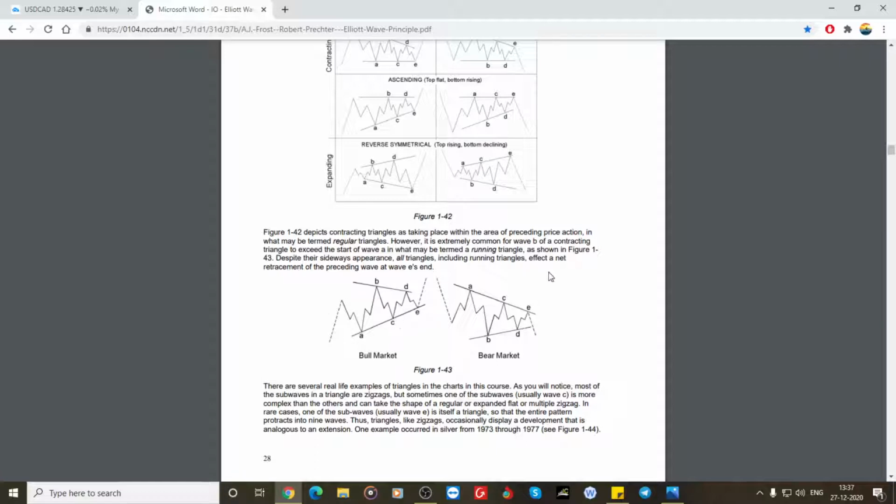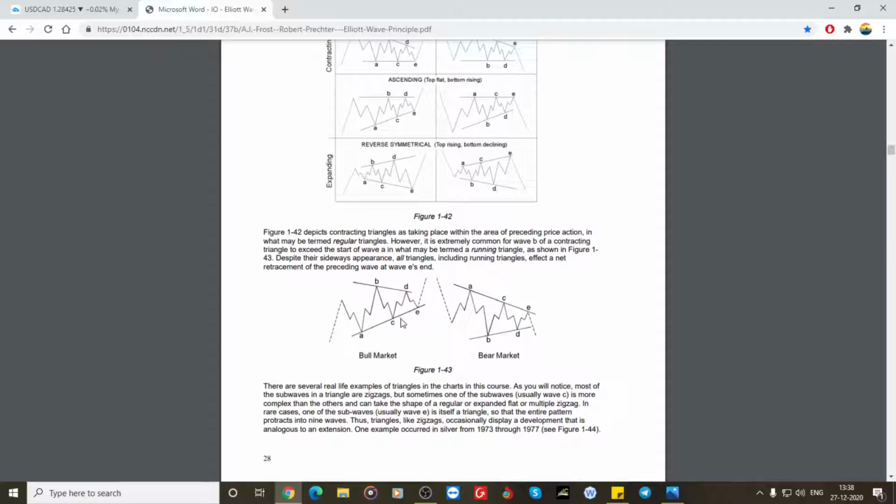Here it is a very crucial and tricky thing in this running triangle, because an expanded flat also has to come below the A wave, but if it is a running flat, it can't go below the A wave end, or the B wave start. It will rise. So what people are thinking here is whether it is going to make a triangle or it is going to shoot from here. We can't say.